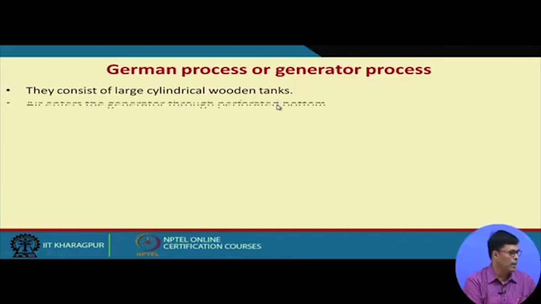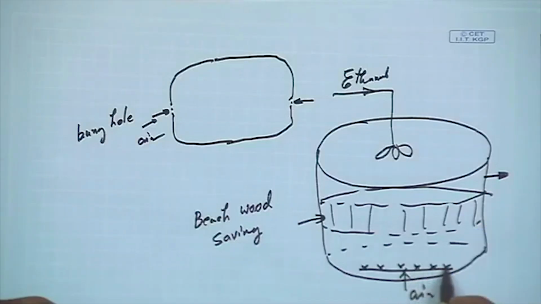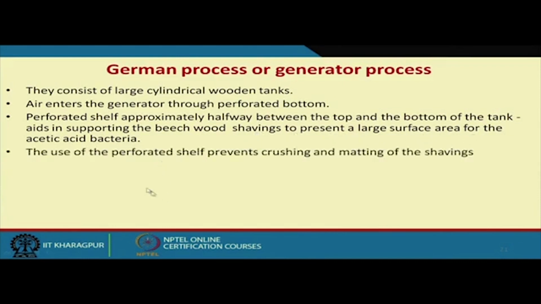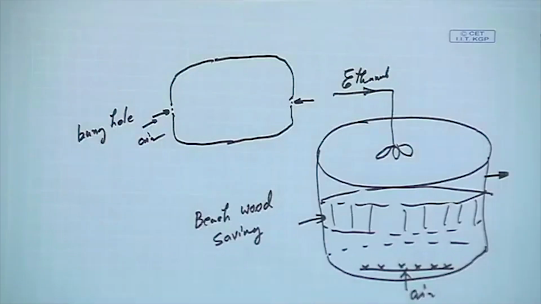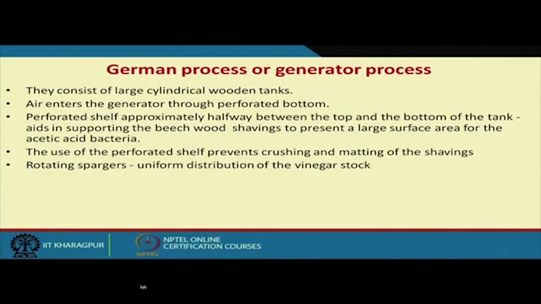In the large cylindrical wooden tank, air enters the generator through the perforated bottom. So we can have a distributor like this. The perforated shelf is approximately halfway between the top and bottom of the tank and aids in supporting the beechwood shavings to present a large surface area for the acetic acid bacteria. The use of the perforated shelf prevents crowding and matting of the shavings. So perforation is very much required for that, and a rotating sparger gives uniform distribution of the vinegar stock. Uniformly we put some kind of vinegar stock, vinegar plus ethanol, both together.